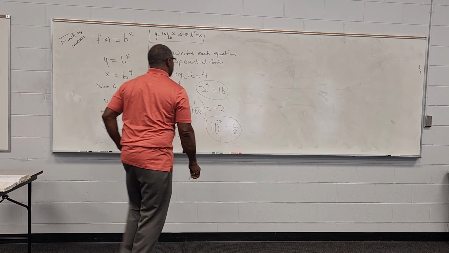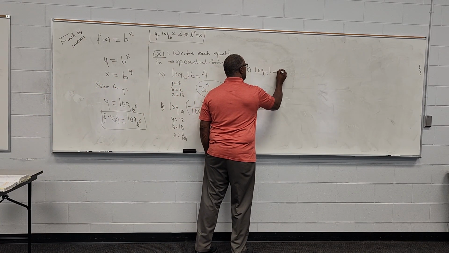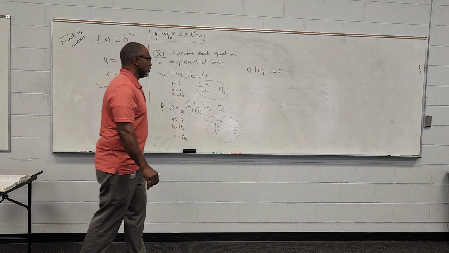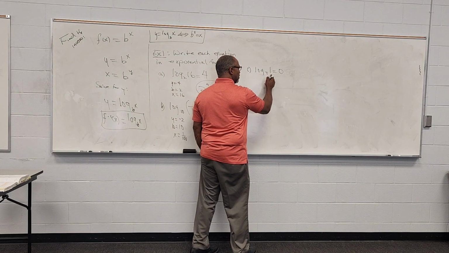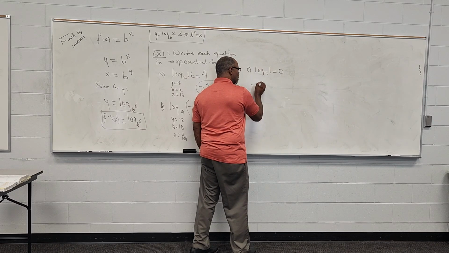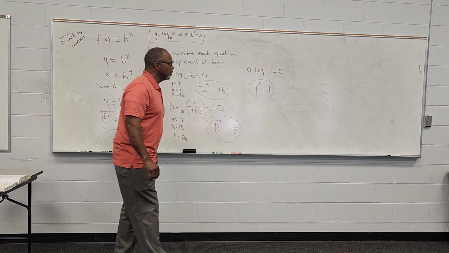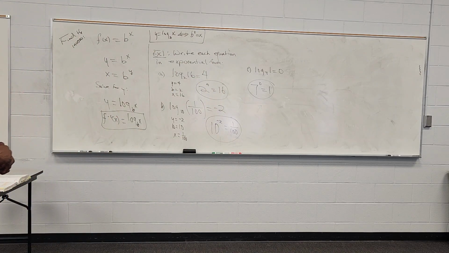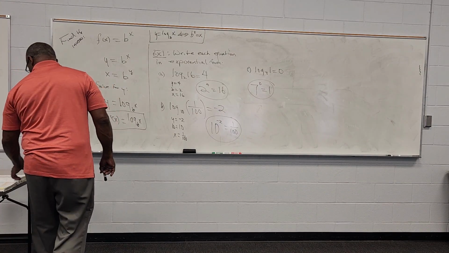C, log to the base 7 of 1 equals 0. So again, y equals log to the base b of x. So b, the base, is 7, to the y power, 0, equals 1. That's the equivalent exponential form. Okay? So this is how we go from log form to exponential form.